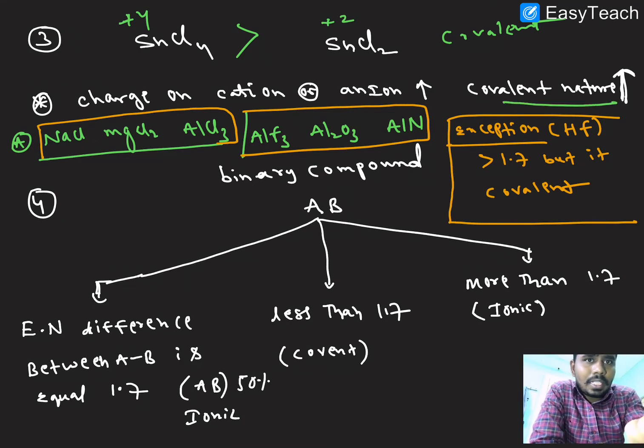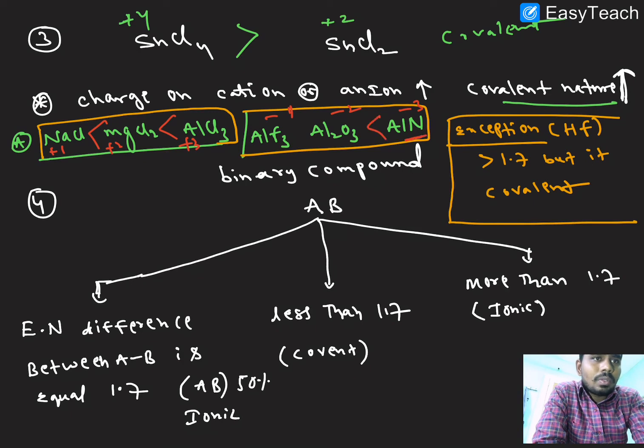For example, we are taking the charge on the cation in this example. What is the charge on sodium? +1, here +2, here +3. So as the charge on the cation increases, the covalent character increases. This is the covalent character order. And next one, the charge on the anion: here -1, here -2, and here -3. Which has more charge? As the charge increases, the covalent character also increases. This is the order of covalent character. Exceptionally, we will discuss in the fourth point, then we will get a clear idea about this exception.